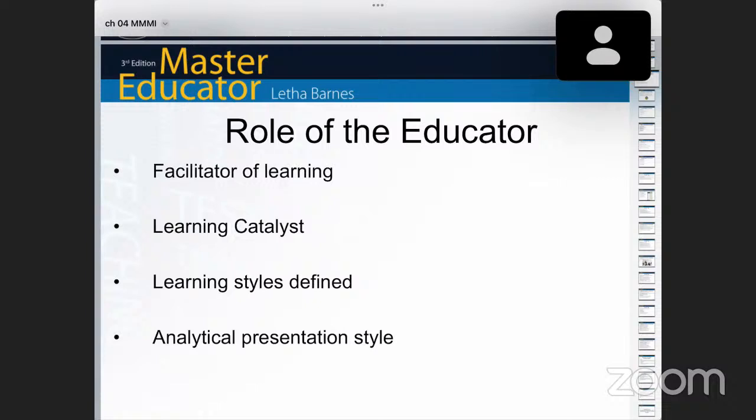You're pushing them to a certain point, and you are the learning catalyst. You're the one giving them questions, asking. You're the one doing the exams. You're the one quizzing them. And the learning styles defined. So we should define the learning styles.